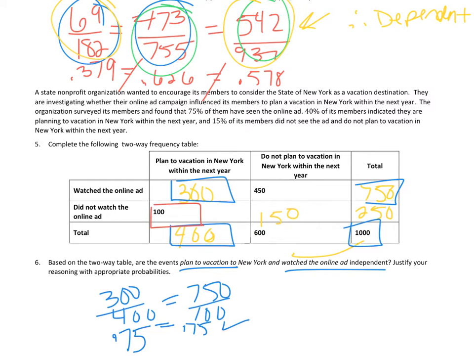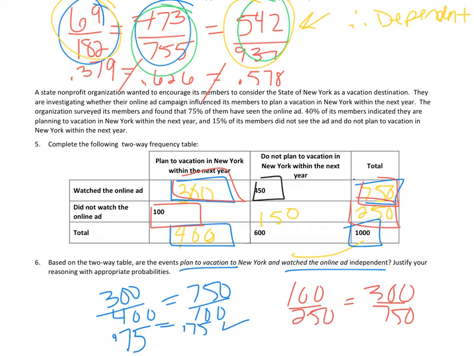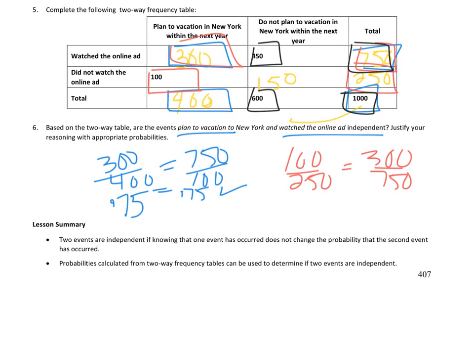You could do 100 divided by 250 and see if that equals 300 divided by 750. 100 divided by 250 is 0.4, and 300 divided by 750 is also 0.4. So these events are independent. Okay, and I know I've been neglecting the other column. You could also do this over that, and then this over that. Again, same placement. But anyways, because these events have the same decimals, therefore they are independent.